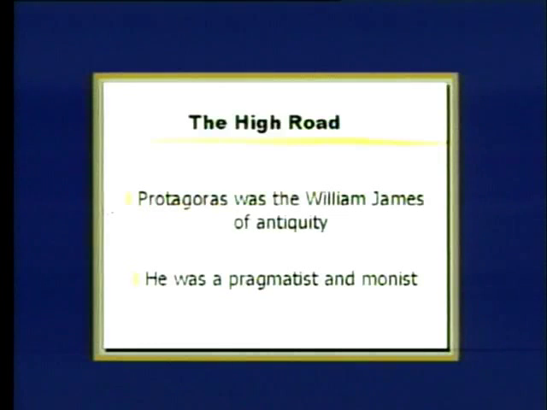The high road continues with Protagoras of the 5th century BC. Protagoras of Abdera in Macedonia could be called the William James of ancient times, possibly the Charles Peirce of ancient times. He proposed that there is no absolute truth, that man is the measure of all things, and that epistemology does not involve the taking in of copies. Sensation is a relation between the sense organ and the object sensed, each dependent on the other. The soul is the sum of its objects and no more. This is epistemological monism. There's no distinction between the knower and the known.